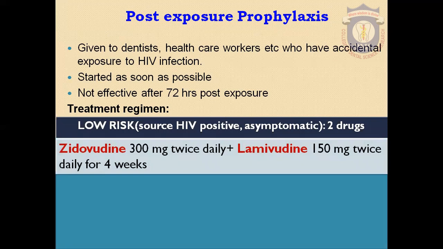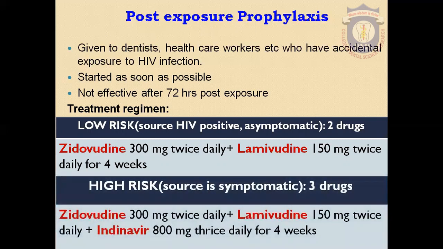If we have low risk, that means the source is HIV positive and asymptomatic, then we give a 2-drug regimen which includes zidovudine and lamivudine. Zidovudine is given 300 mg twice daily along with lamivudine 150 mg twice daily for 4 weeks. For high risk patients, that is, the source is symptomatic, then we give a 3-drug regimen, which includes zidovudine 300 mg twice daily plus lamivudine 150 mg twice daily along with indinavir 800 mg thrice daily for 4 weeks.